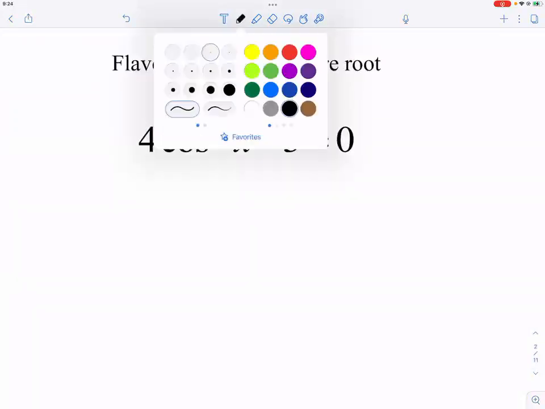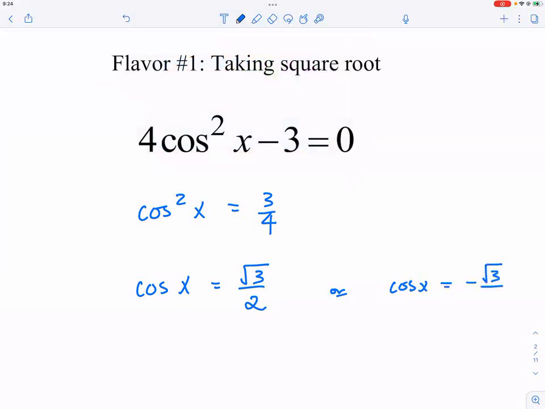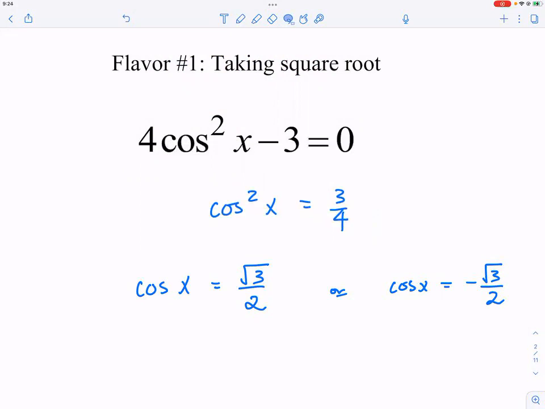You got to make sure that you have the positive and negative, right? So you would have cosine square x equals 3/4, and when you do the square root, you would have cosine of x equal to positive √3/2, or cosine of x equal to negative √3/2. So that's the first thing. I want to make sure that you understand the flavor here. So make sure that you acknowledge that you have two possibilities.